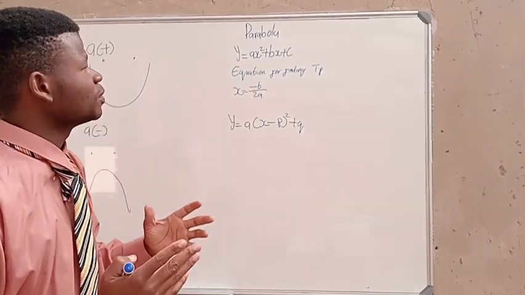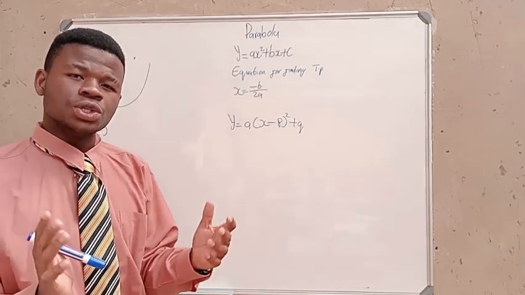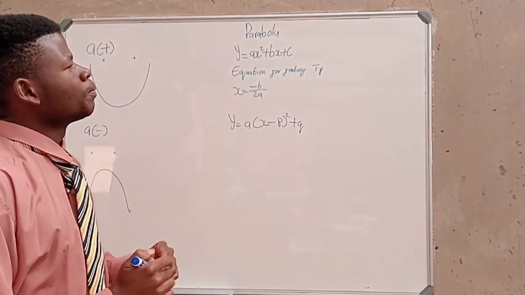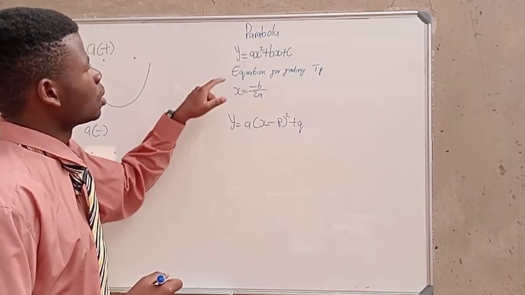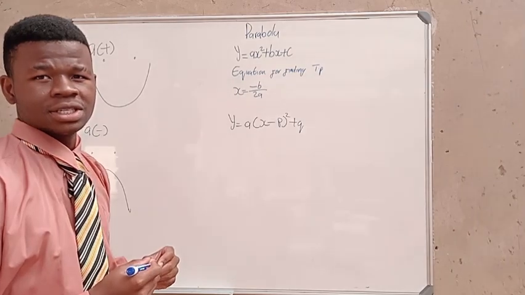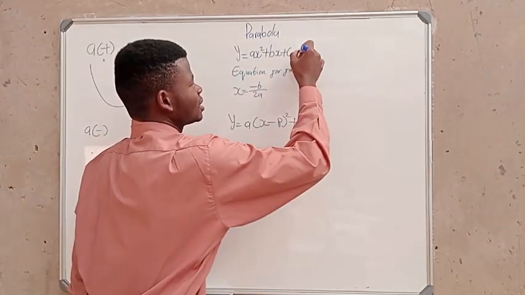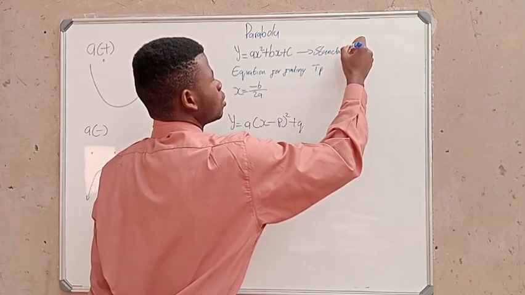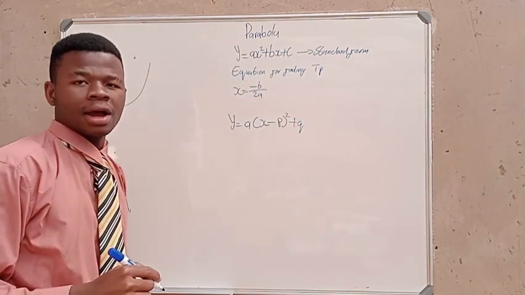So today we are going to be focusing on functions. On the functions we are continuing with the parabola. Now I have equations here, whereby y is equal to ax squared plus bx plus c. This is the standard form for a parabola.